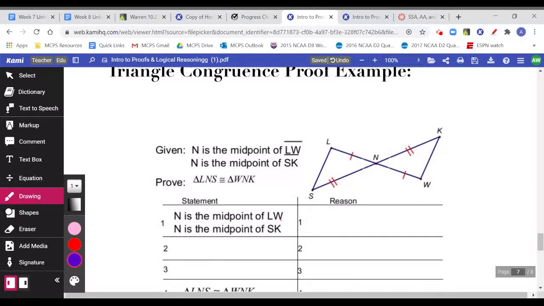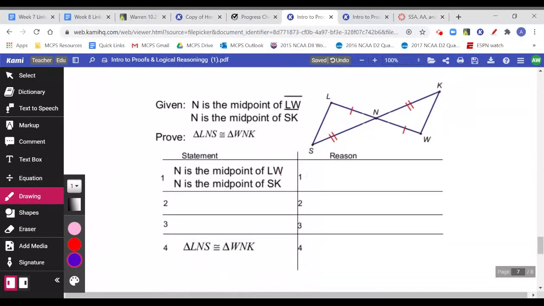So before we end this video, we're going to do one example of an actual full-length formal triangle congruence proof. And we're just going to work through this together. This is something you're going to have a ton more practice with and see another video on and have practice in class.